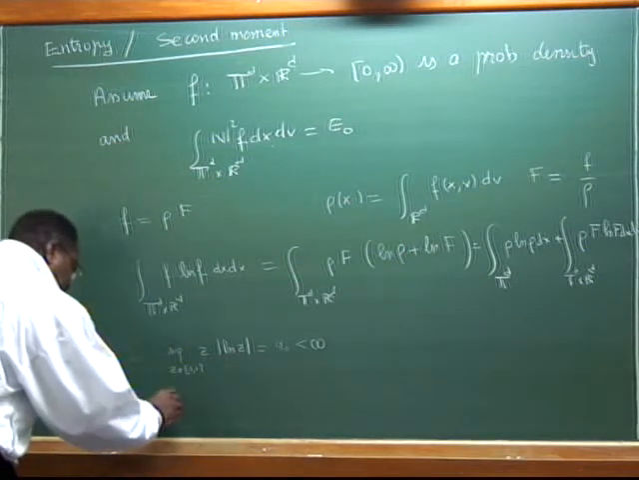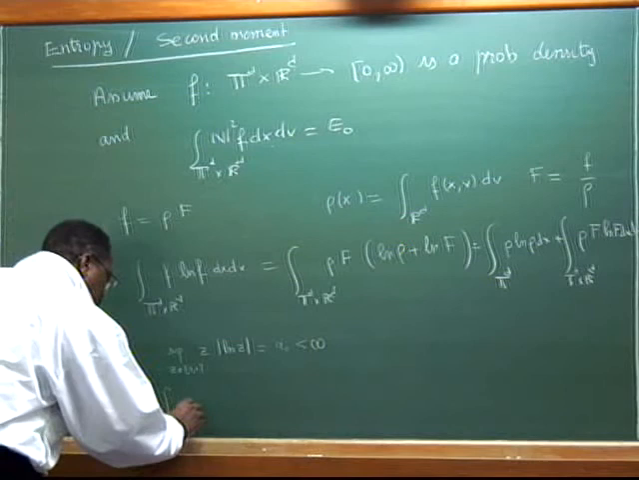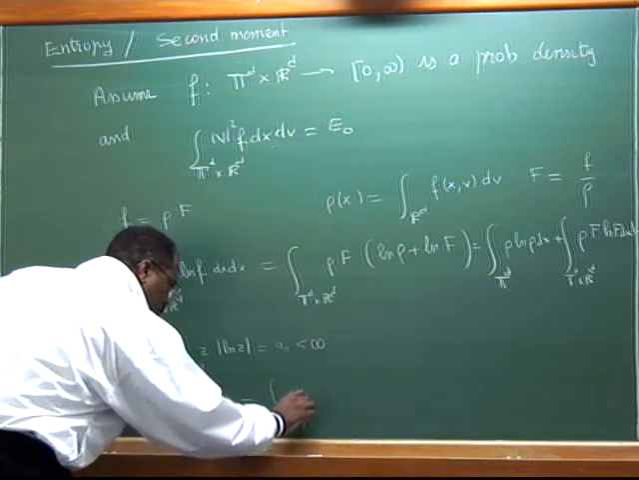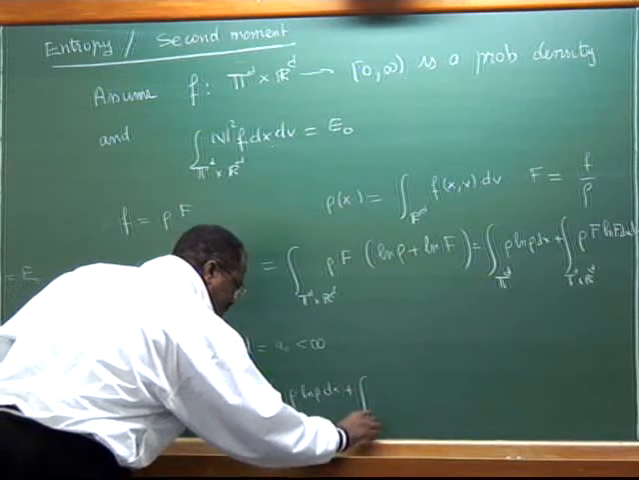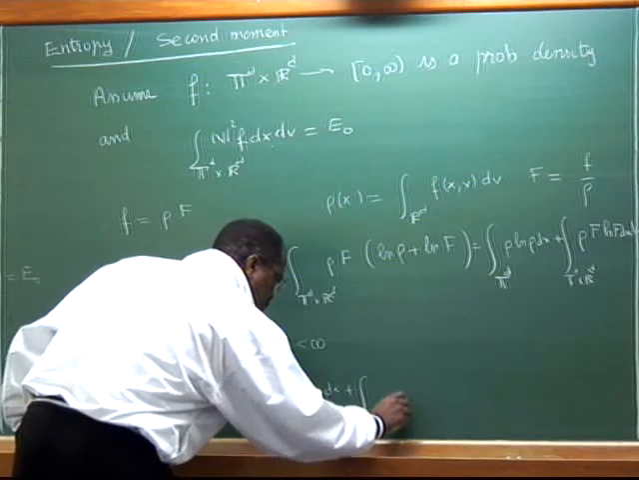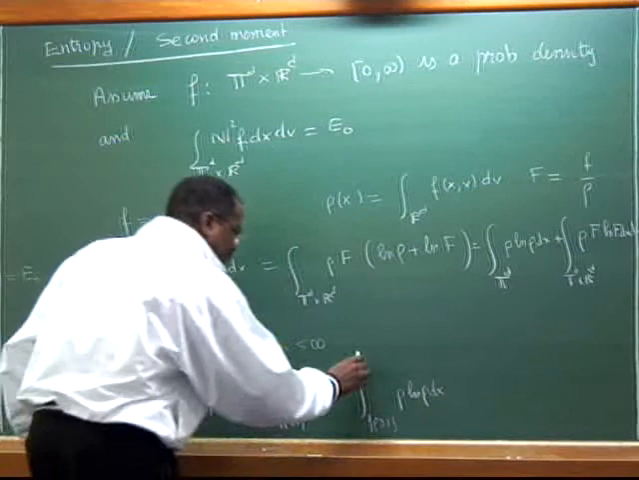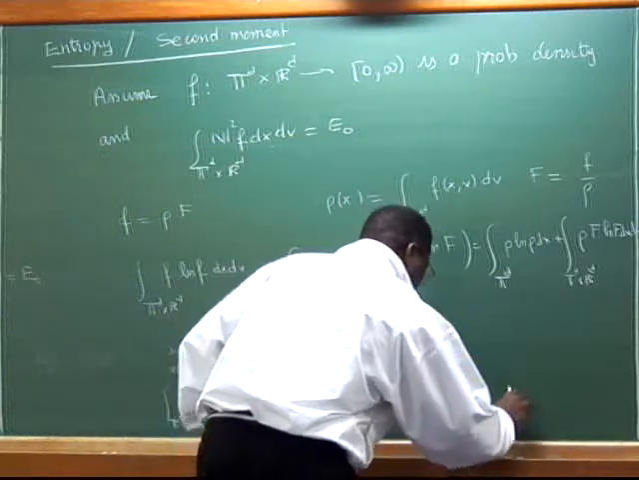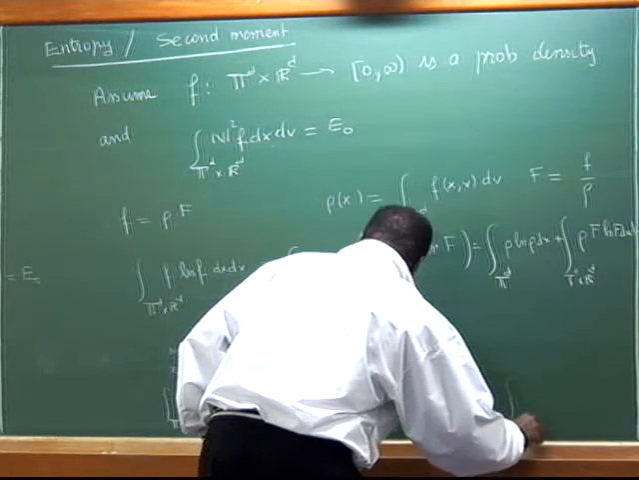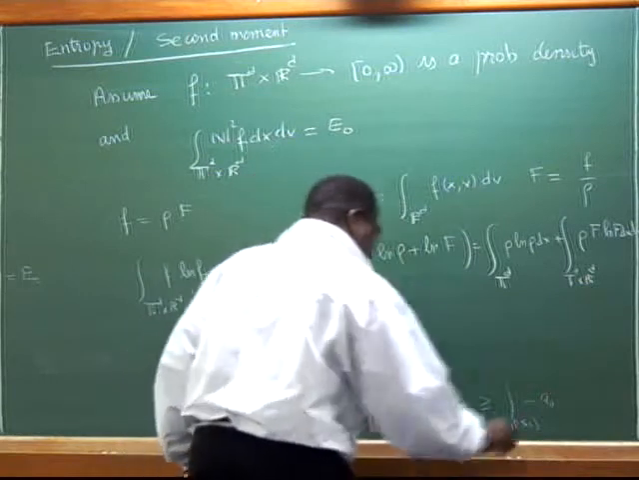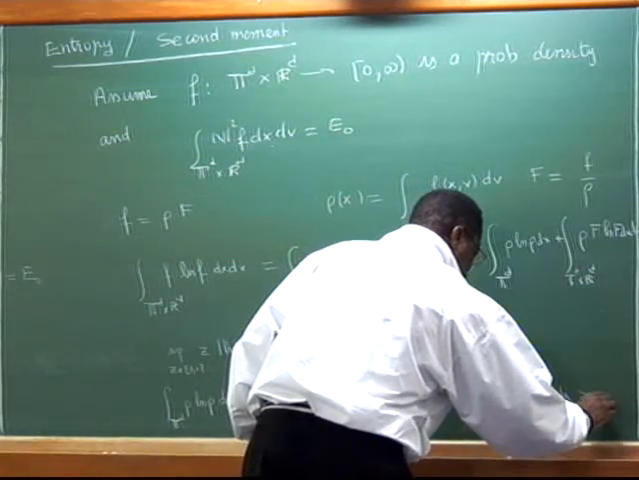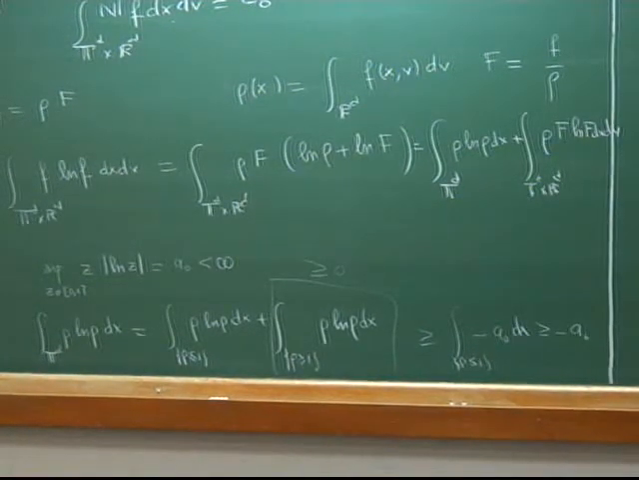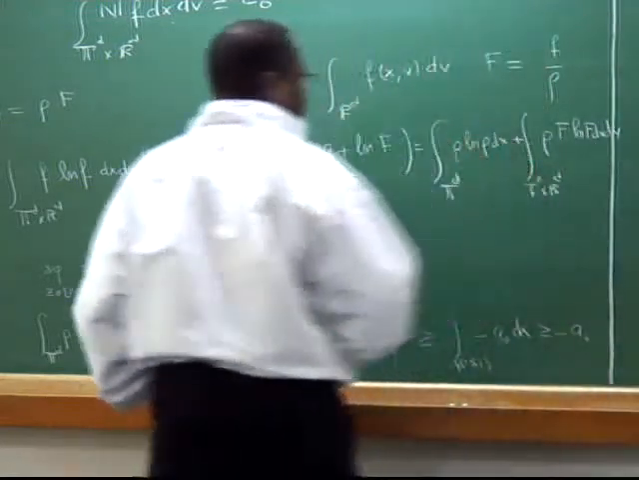Therefore, the integral on Td of rho log rho ds will be the integral on the set where rho is less than 1 of rho log rho ds, plus the integral on the set where rho is greater than 1 of rho log rho ds. But this is not negative, and that is bigger than the first one, is bigger than the integral on the set where rho is less than 1 of negative a naught dx. This is bigger than or equal to negative a naught because I am integrating on a set of measure less than or equal to 1. So I have a lower bound on the first part.